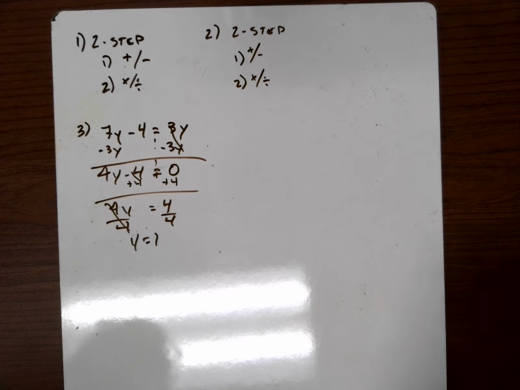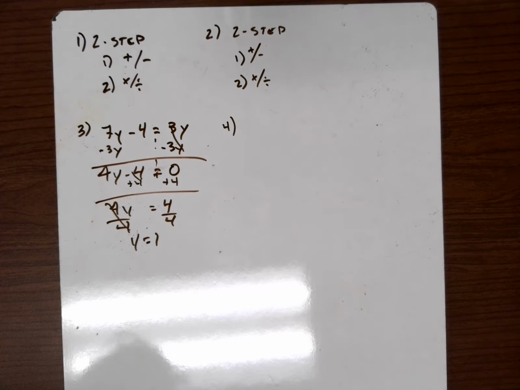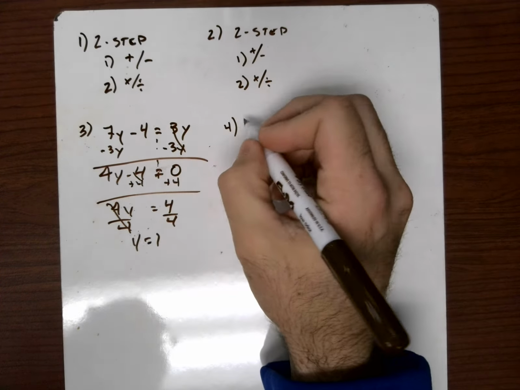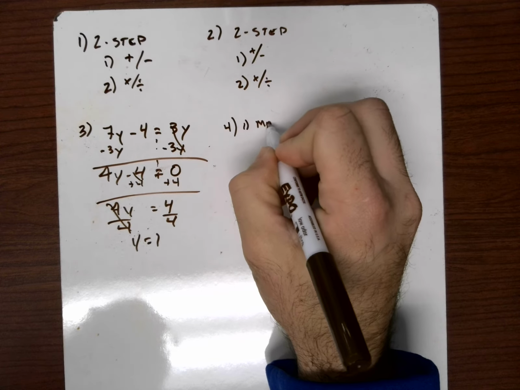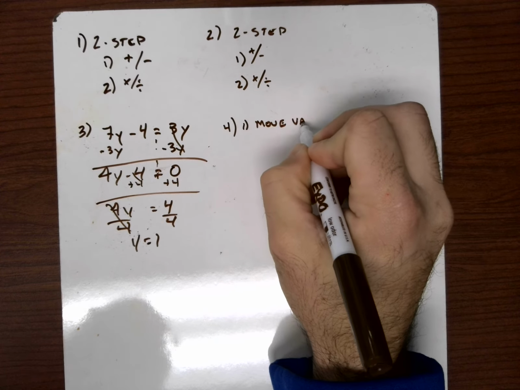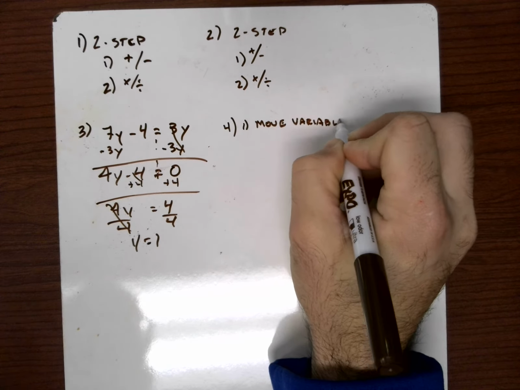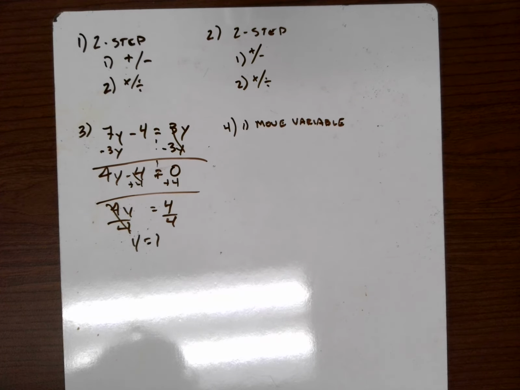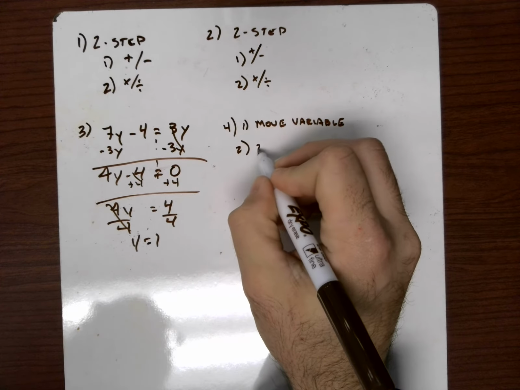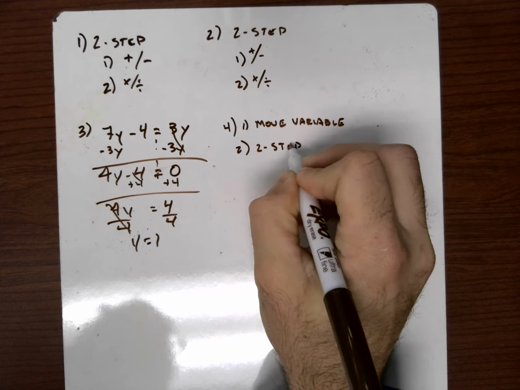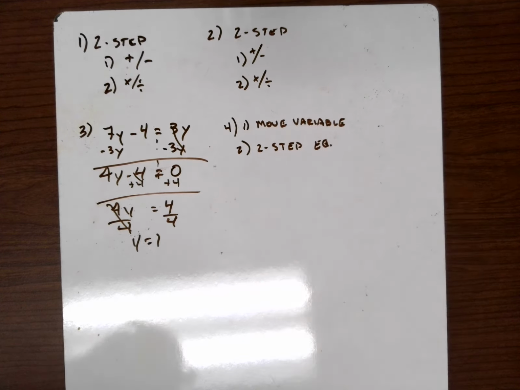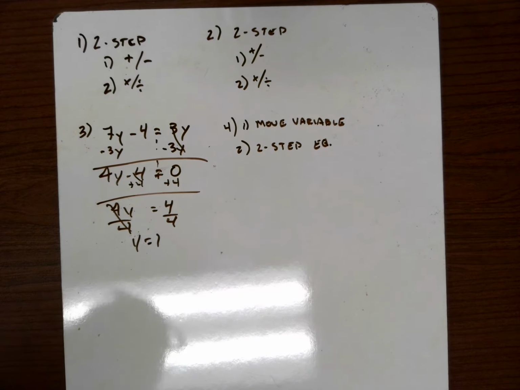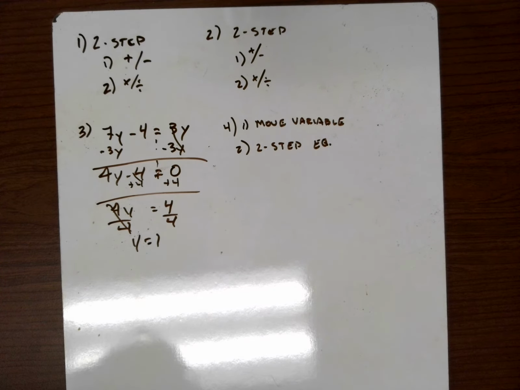Number 4, what is the solution to the equation? This one again, you have variables on both sides. So for number 4, I would move the variable first, get it to one side, and once you do that, then you just have a two-step equation. So use your two-step rules there. That's what you do on number 4.